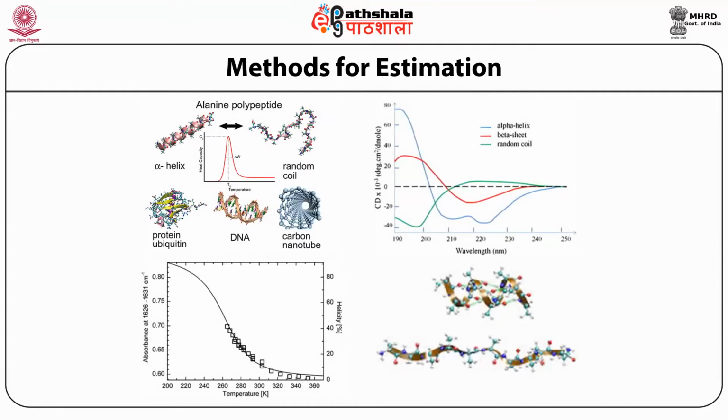Here we talk about the estimation of the helix to coil transition. It can be done using an alanine polypeptide model or by increasing the temperature, which is monitored as absorption or as a CD theta value. So these are the different techniques available to estimate the helix to coil transition in different proteins.